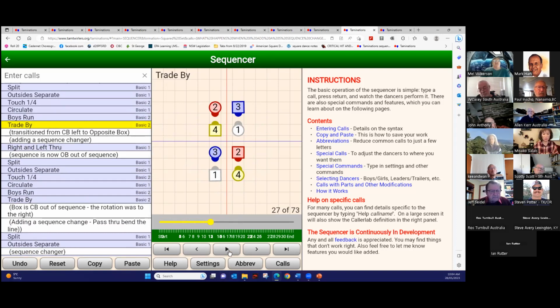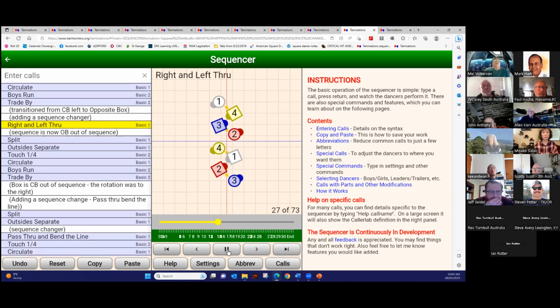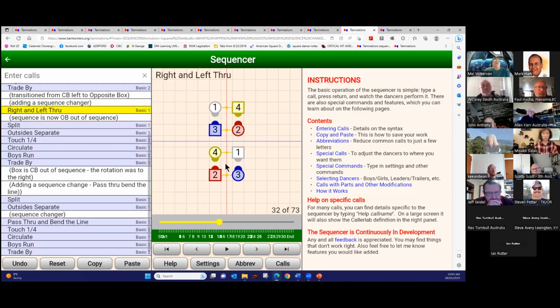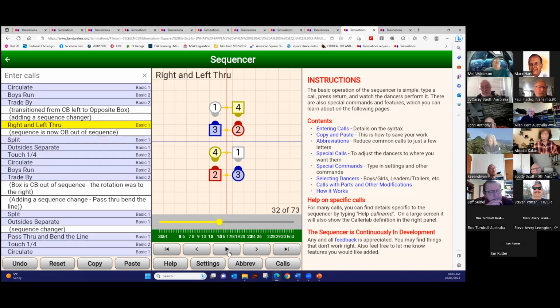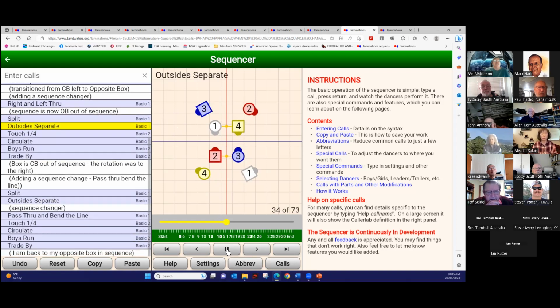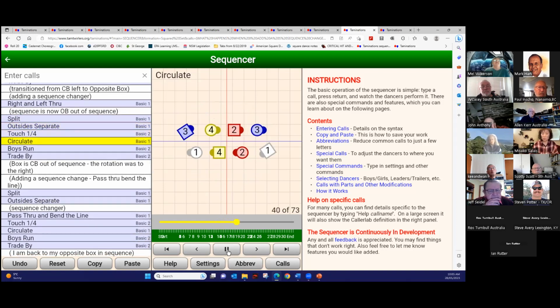I'm going to add a sequence changer, right and left through. Okay. I'm now in an opposite box out of sequence. If I do the same module again, whereas I rotated left before from my corner box, as you can see, I've rotated back into a corner box, but it's out of sequence. So I've rotated left, I put them out of sequence, I've now rotated right using that same module. Again, this is an advanced technique.